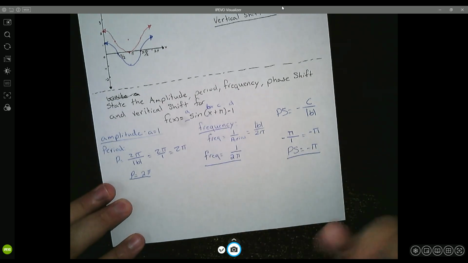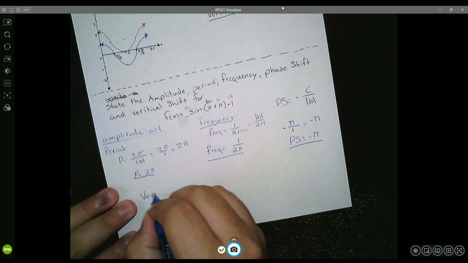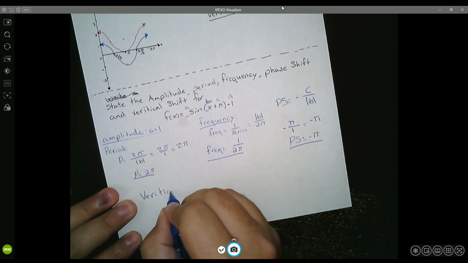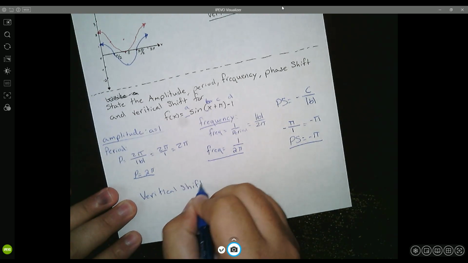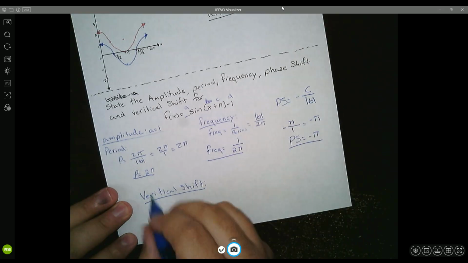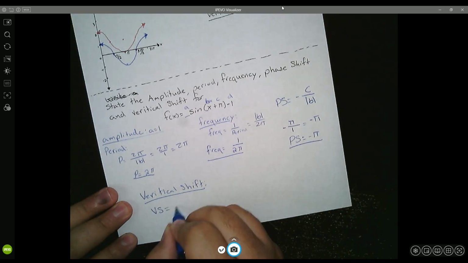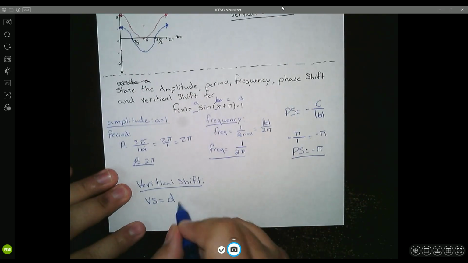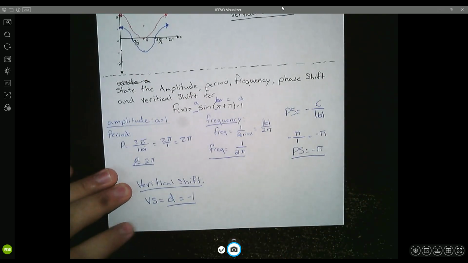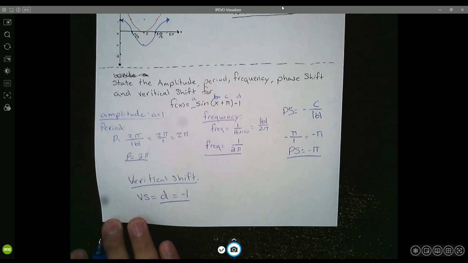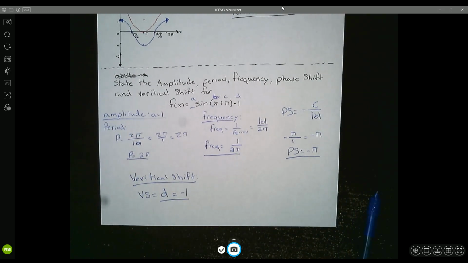The last one we'll look at is the vertical shift. We know that it is found by the letter d in this instance, and that's just equal to negative 1. So we have all our values: the amplitude, the period, the frequency, the phase shift, and the vertical shift for this function.